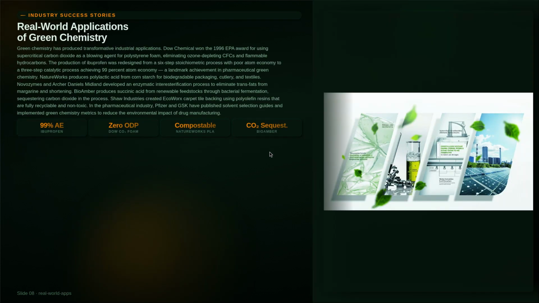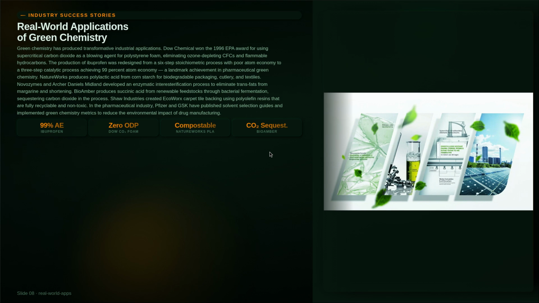Green chemistry has produced transformative industrial applications. Dow Chemical won the 1996 EPA award for using supercritical carbon dioxide as a blowing agent for polystyrene foam, eliminating ozone-depleting CFCs and flammable hydrocarbons. The production of ibuprofen was redesigned from a 6-step stoichiometric process with poor atom economy to a 3-step catalytic process, achieving 99% atom economy, a landmark achievement in pharmaceutical green chemistry.